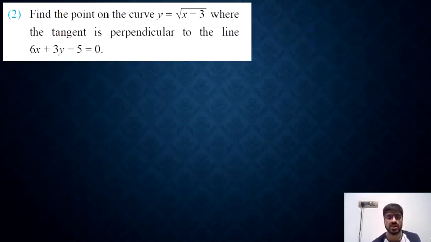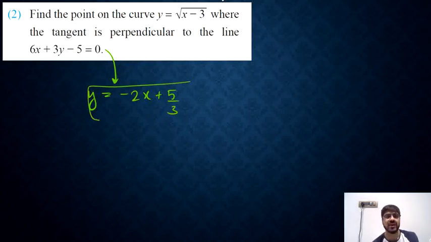Let's go ahead with question number 2, where we are told to find the point on this curve where the tangent is perpendicular to the given line. If I am given this line, the slope of that line will be obtained by breaking it down to y equal to mx plus c. So we can rewrite the equation as y equal to minus 6x plus 5, the whole thing divided by 3. Yeah, so that's going to give us minus 2x plus 5 upon 3.